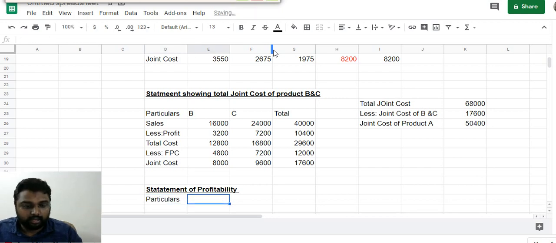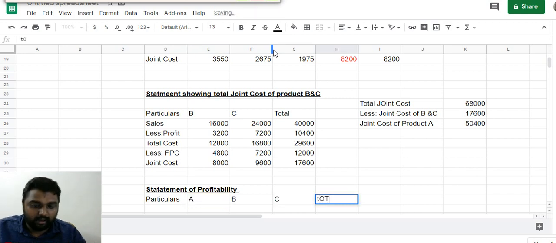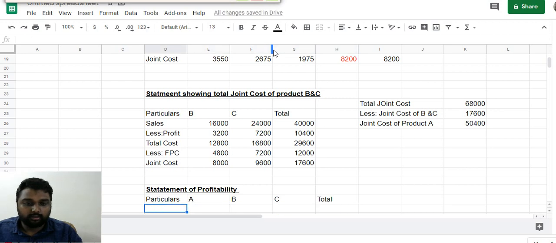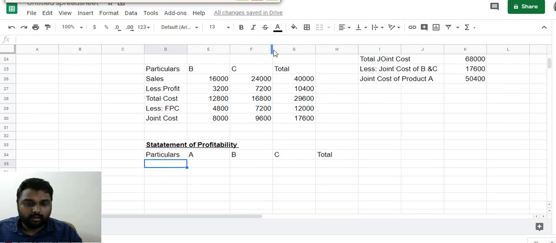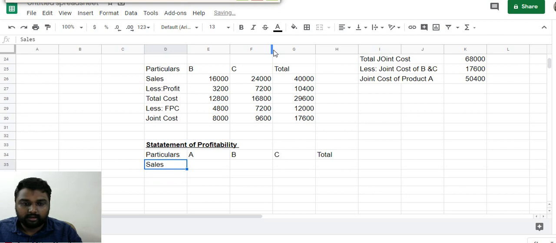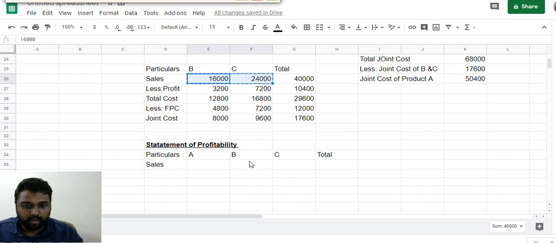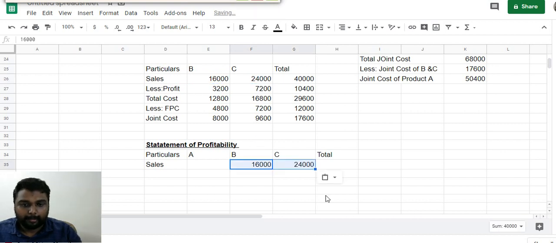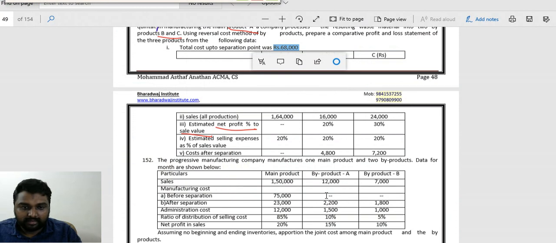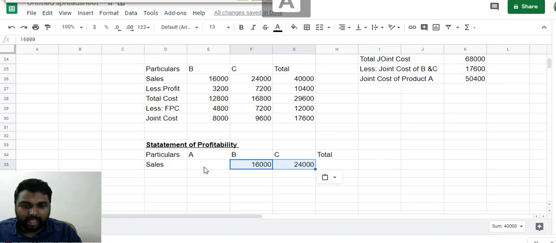We have three products A, B, C. Then we will have one column for total. Are you ready? So how to approach? First sales. B sales, already we know. What is the A sales? Lakh and 64.